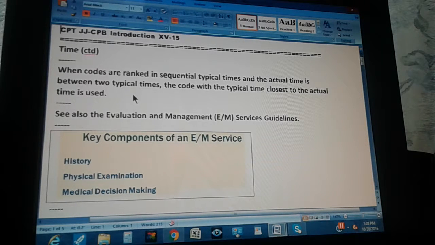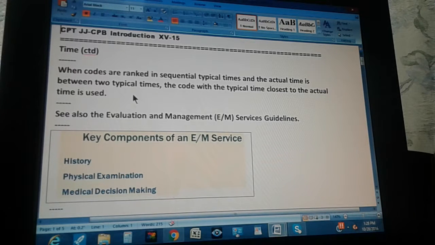And the actual consultation took 29 minutes. So 29 minutes is closer to 30 than to 15. So you take the one that is closest. You take 30. You don't take 15 because it's too far away. You take the one that is closest to the real time that was spent. That's what it's saying, right?